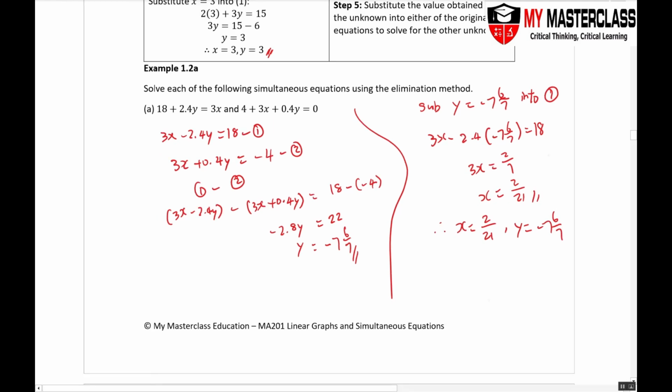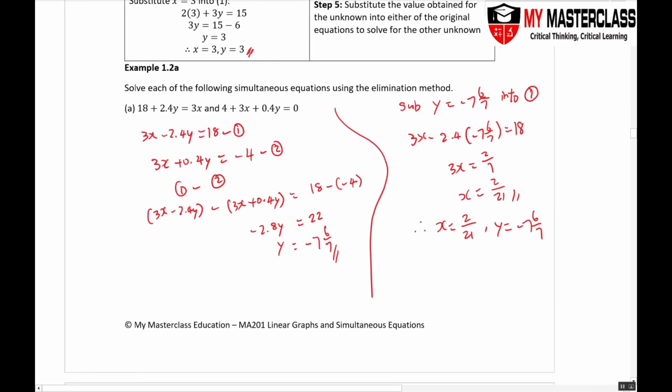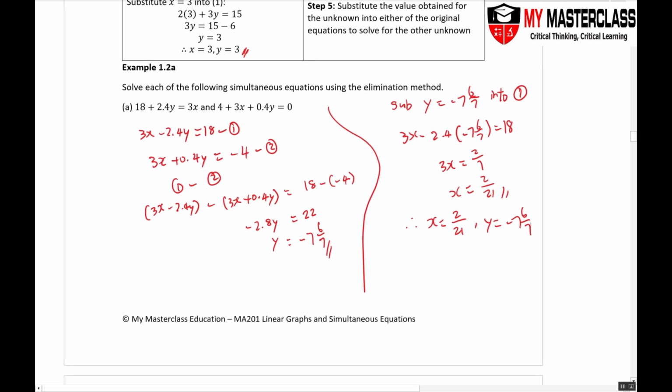So in this scenario, your values are a bit in the decimal form. If you key your calculator, you might get a decimal form. But if you are able to, like in this scenario, leave it in the proper fraction form. Please try not to round up if you can. Next we move on.